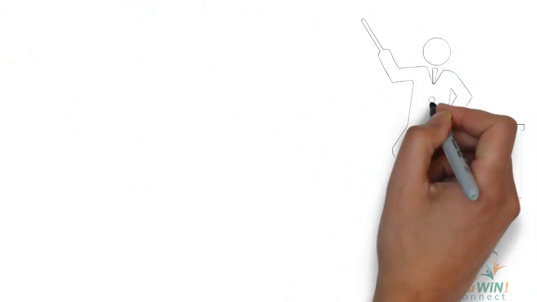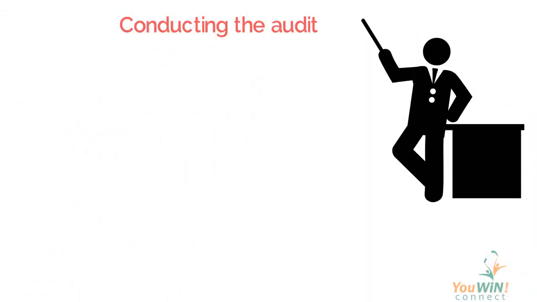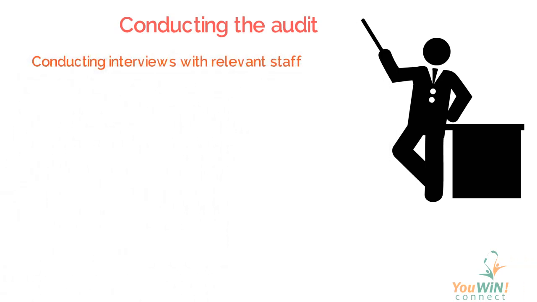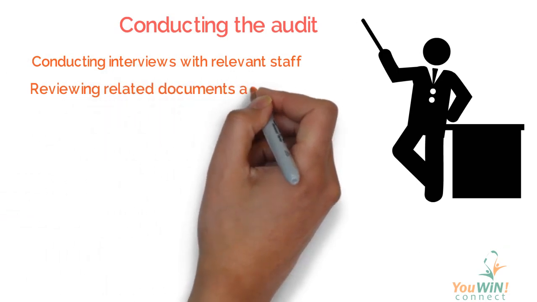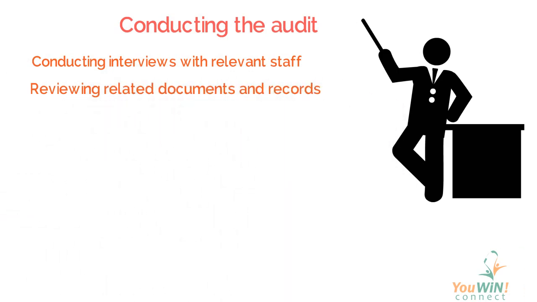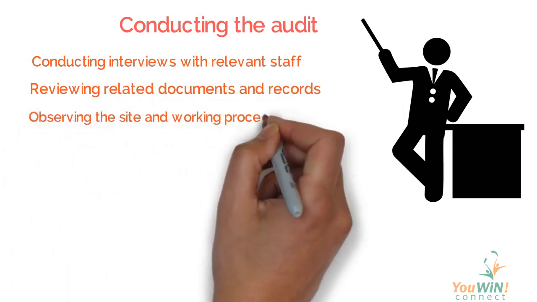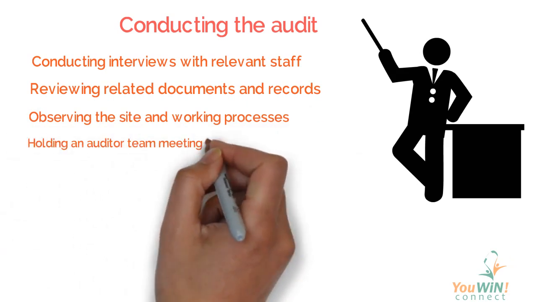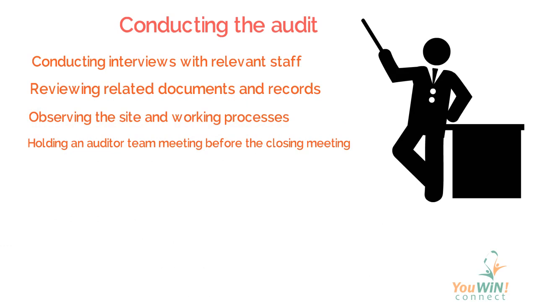Let's now look at the steps involved in conducting the audit. Number 1, conducting interviews with relevant staff. Step 2, reviewing related documents and records. Step 3, observing the site and working processes. And finally, holding an auditor's team meeting before the closing meeting.